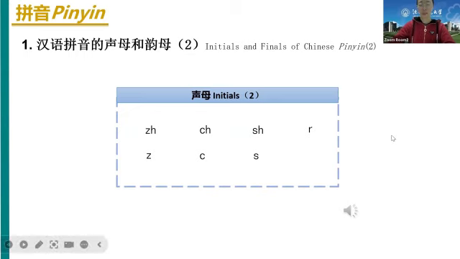二 Initials 2. 知 知 吃 吃 诗 诗 日 日 滋 滋 呲 呲 丝 滋.